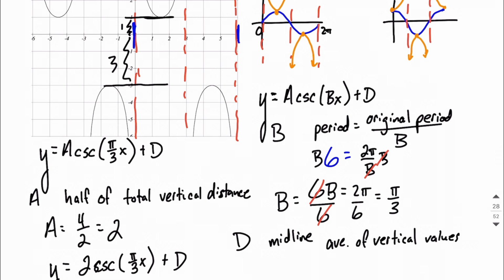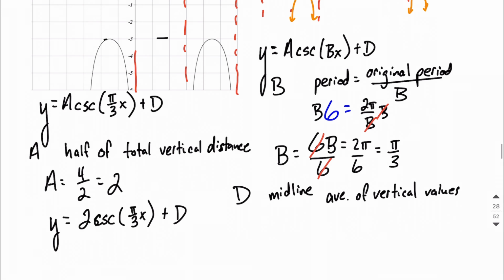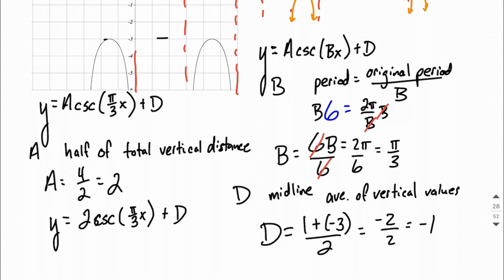The vertical values that I'm talking about are, again, 1 and -3. So if we take their average, 1 plus -3, divide by 2, that's going to be their average. What's that work out to be? -2 over 2 looks like -1. What this means on a graph is it's going to be subtracted from the entire function.